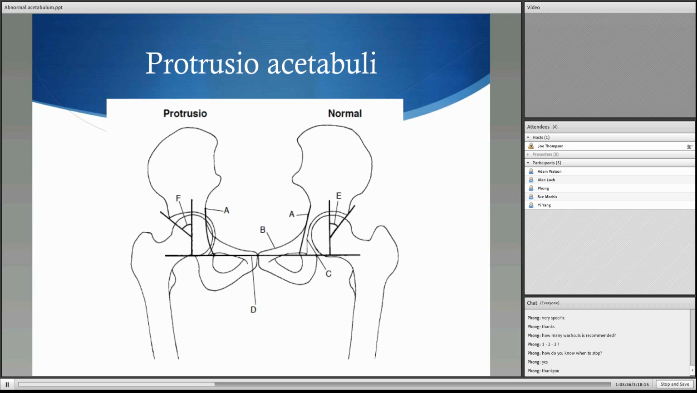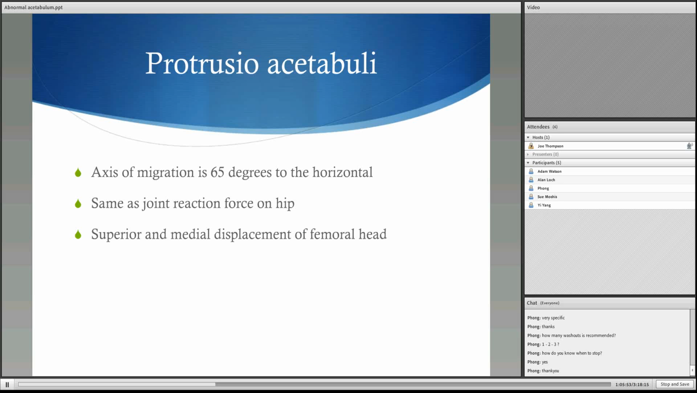Protrusio acetabuli, the radiographic criteria for it is a center edge angle of Wiberg of greater than 40 degrees. Normally it's around 30 to 35 or less than that. And the medial wall of the acetabulum protrudes beyond the ilioischial line of Köhler by 3 millimeters in male patients and 6 millimeters in the females.